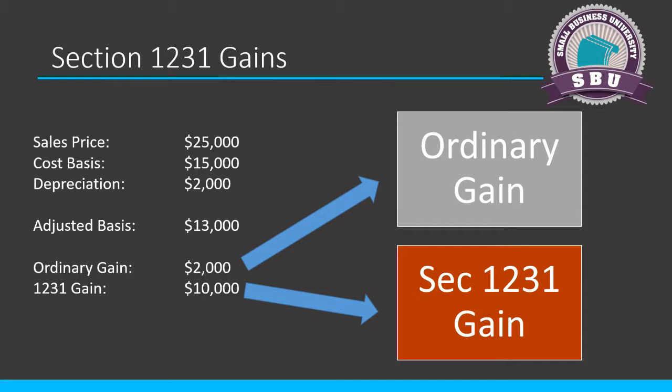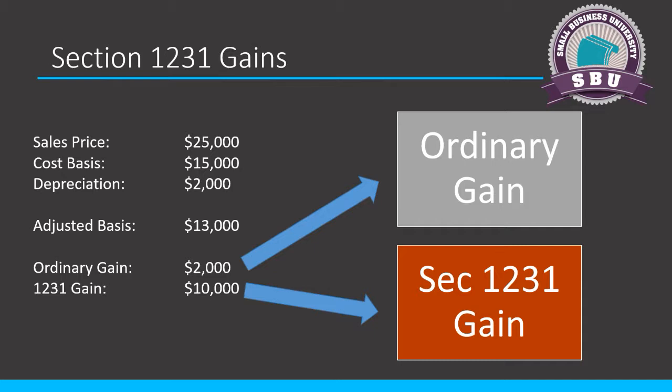The ordinary gain actually goes on page 1 of the 1120S, because the tax treatment is not different than your ordinary income on your 1120S. It's just like regular income. And that ordinary gain is recapturing depreciation, which is an ordinary expense whenever it's taken in previous years.